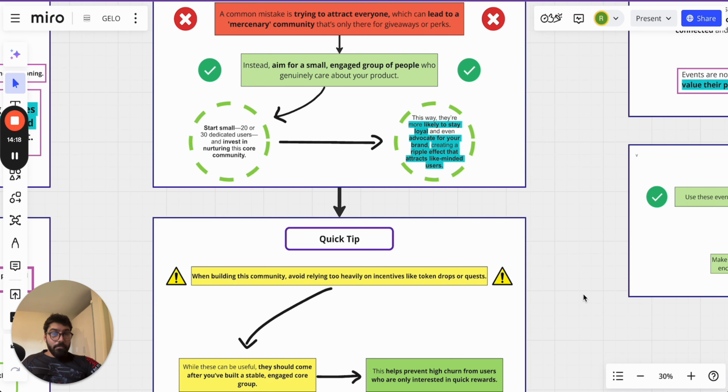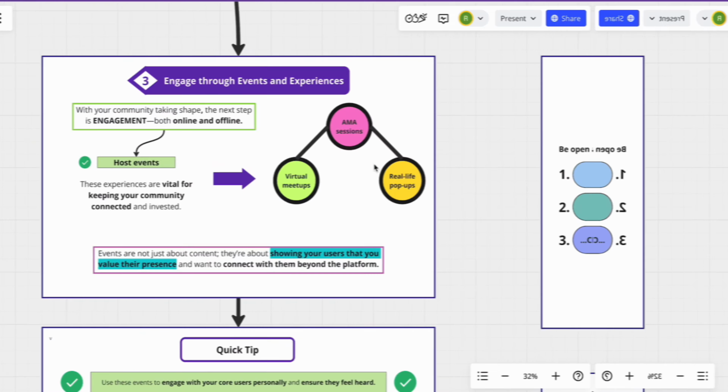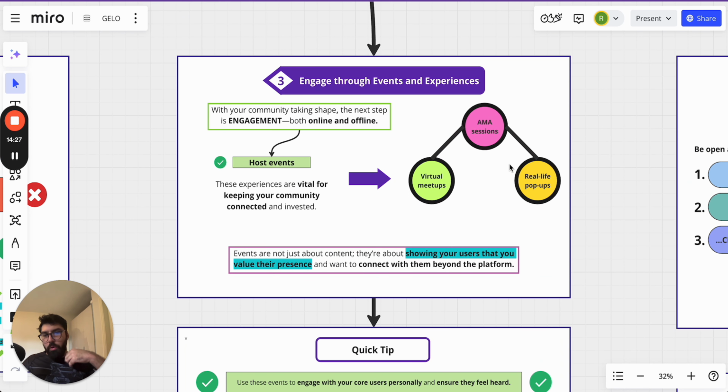So moving on to the third thing is engagement through events and experiences. We've touched on this slightly. When your community is taking shape, the next step is to engage them both online and offline. Now that we've got this group of people who we want to target as our community, let's say these are day one product users, and we've understood their demographics and the persona we want in the community, and we've quality assured the early people, it's now time to engage them.